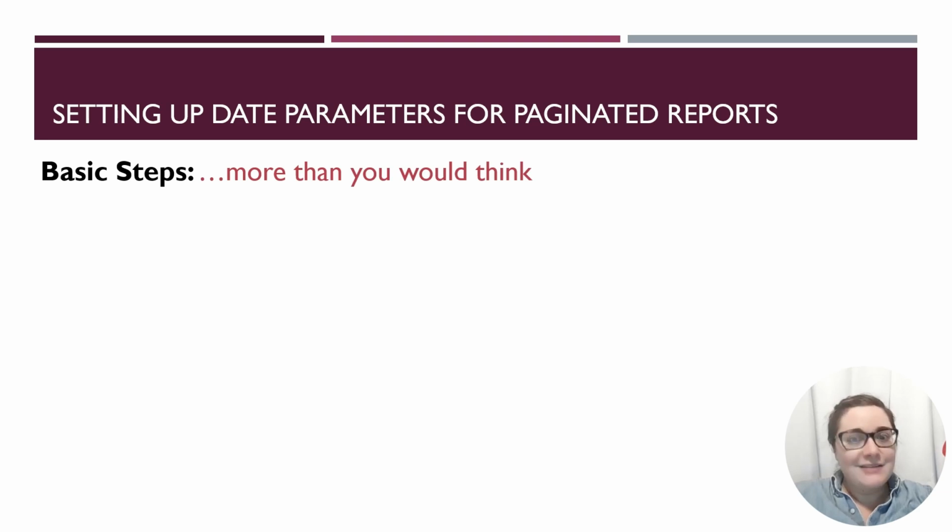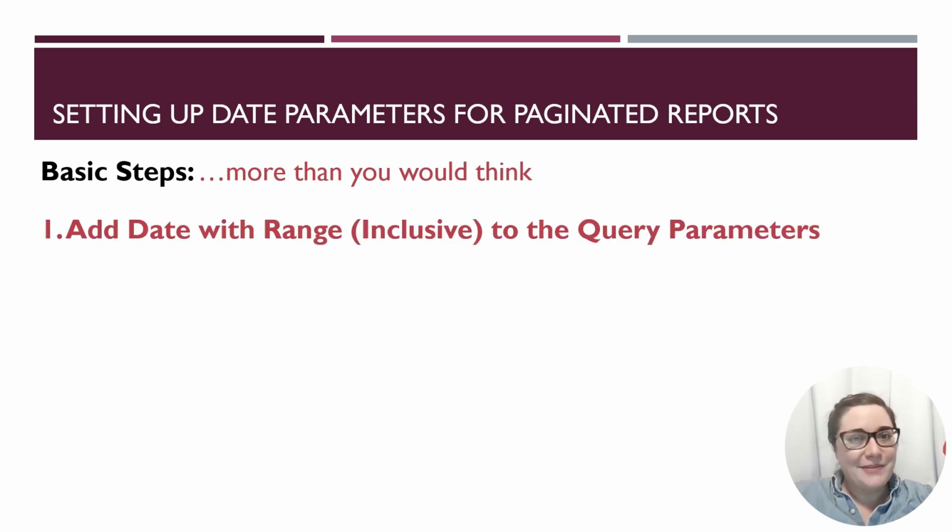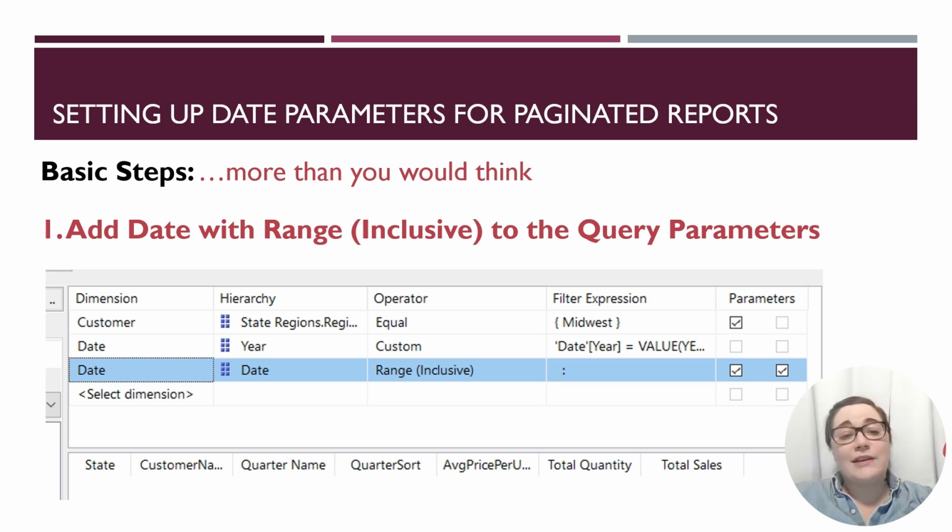So buckle in, the steps are a little bit involved, but we're going to start with a really straightforward one. When you go into the Query Designer to add in a parameter, what we're going to do is define the date table and the date field. We're going to select range inclusive as the operator, which really just means we're saying, hey, we are going to include the start and end date that the end users are including instead of just grabbing the bit in between them. And we're going to click the parameters boxes, both of them.